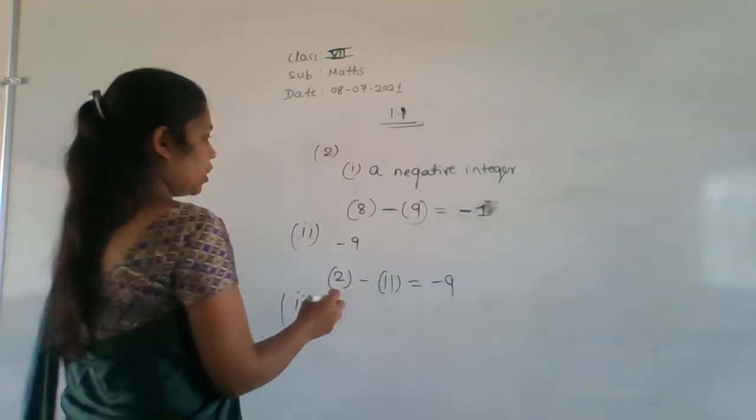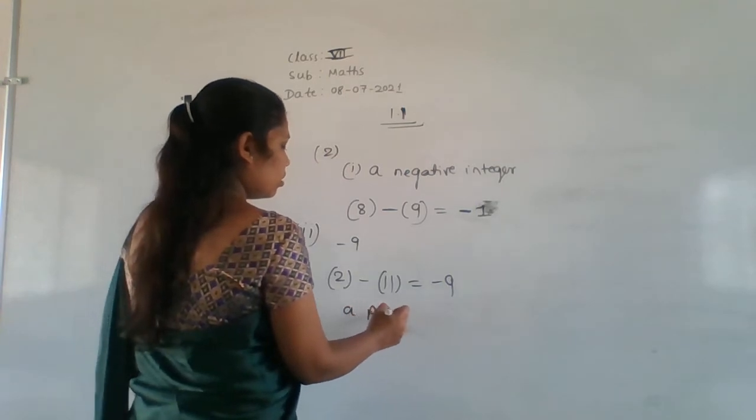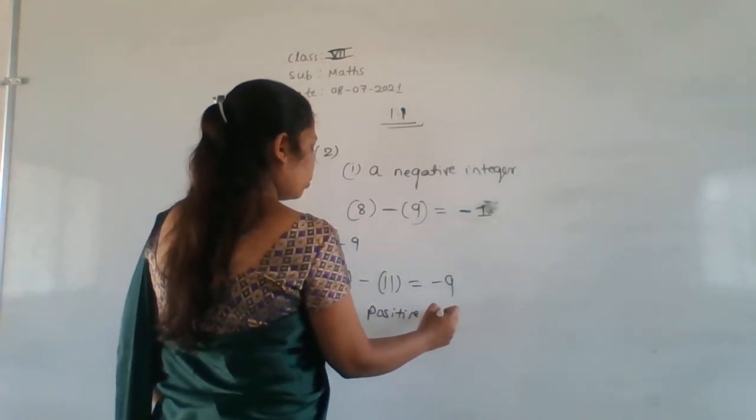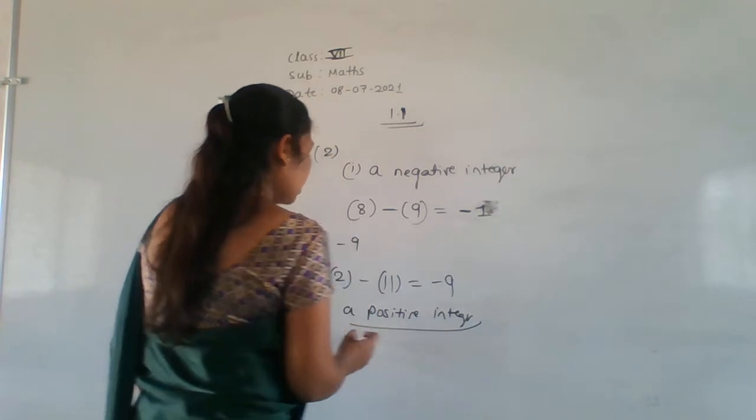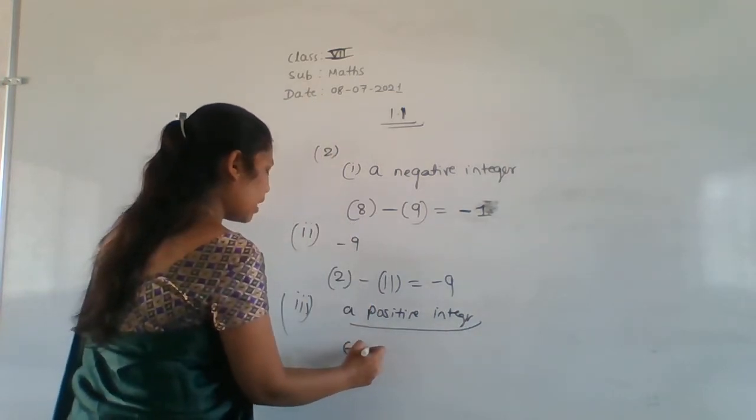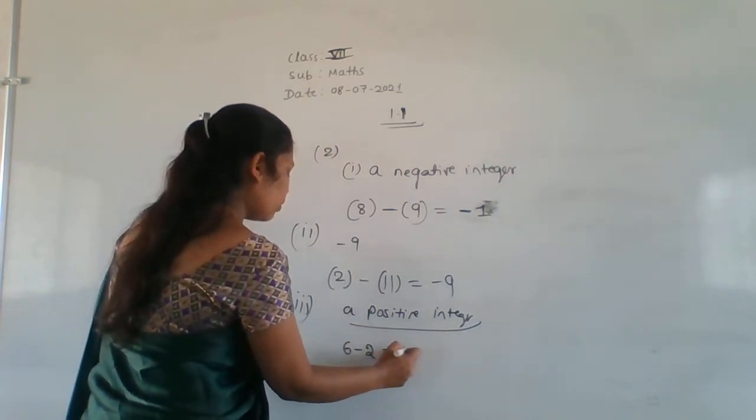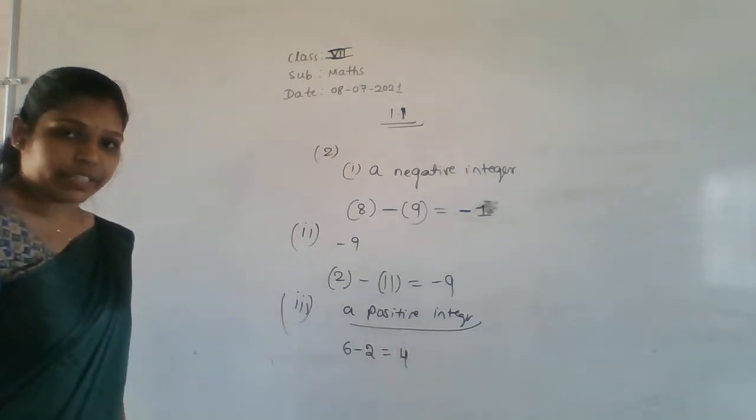A positive integer we want. Positive integer. Okay. That is nothing but 6 minus 2. That is nothing but 4. 4 is the positive integer.